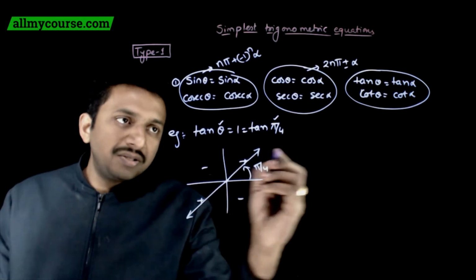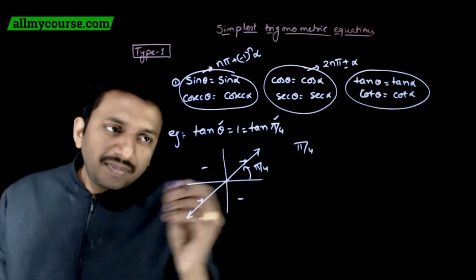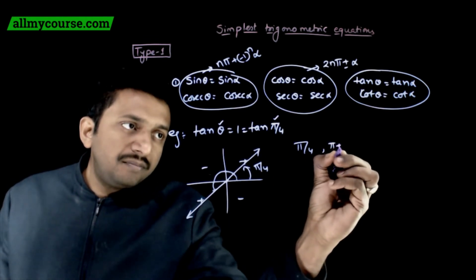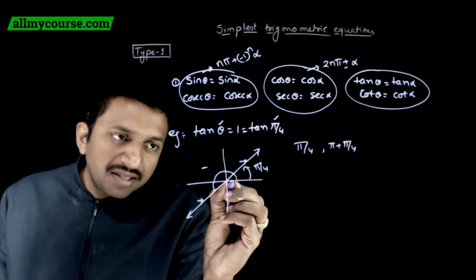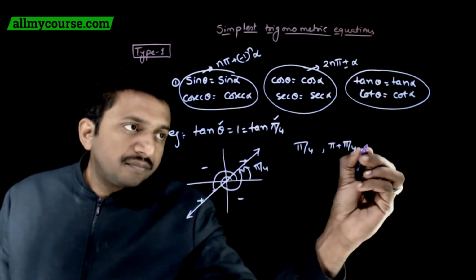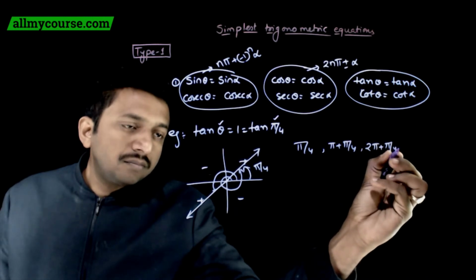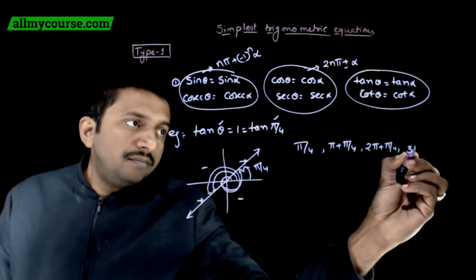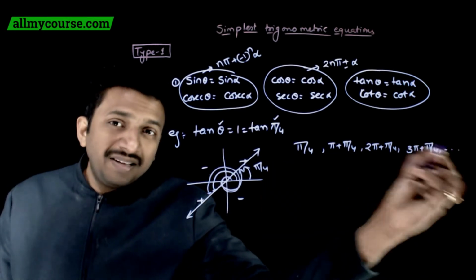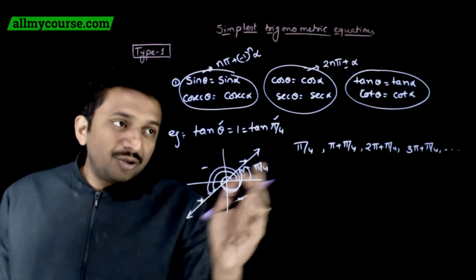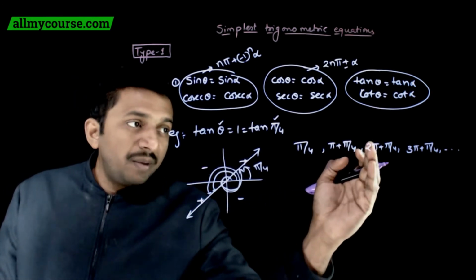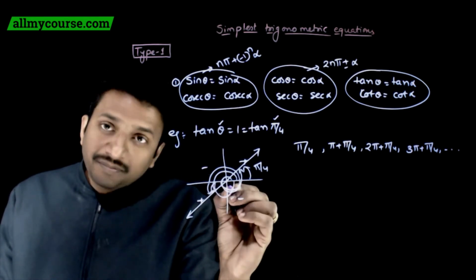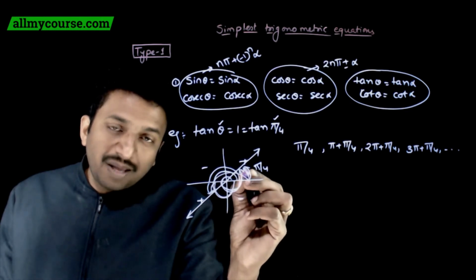So how can I write these solutions? So first solution is pi by 4. The next solution is 180 plus pi by 4, pi plus pi by 4. The next solution is 2 pi plus pi by 4. The next solution is 3 pi plus pi by 4. So I hope you're able to see the pattern here. So pi by 4, pi plus pi by 4, 2 pi plus pi by 4, 3 pi plus pi by 4. You can also have negative values. Minus pi plus pi by 4, minus 2 pi plus pi by 4, so on.